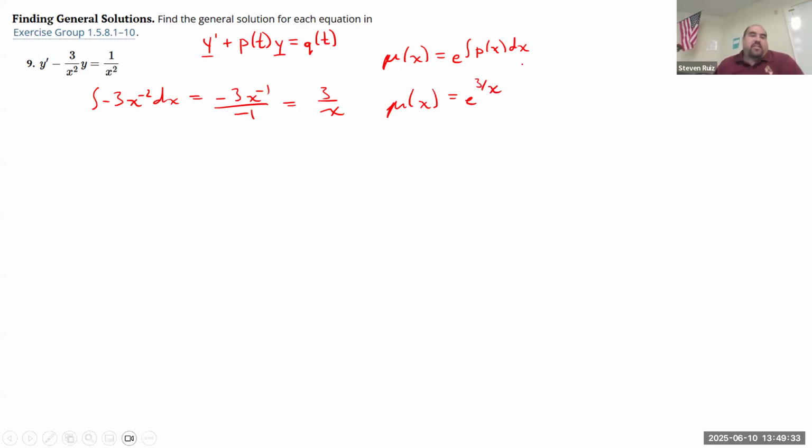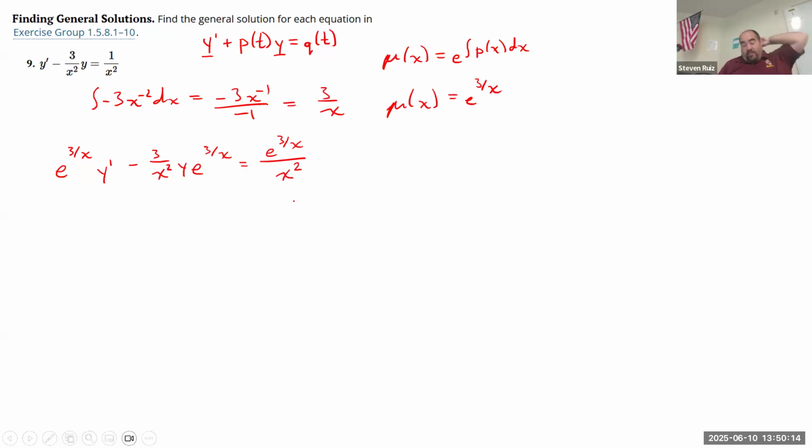We call this an integrating factor because it's a factor I want to multiply my entire equation by. So let's do that. I get e to the 3 over x, y prime, minus 3 over x squared, y, times e to the 3 over x equals e to the 3 over x. Let's just put it all together: e to the 3 over x over x squared.